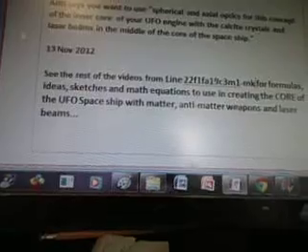For formulas, ideas, sketches, and the math equations to use in creating the core of the UFO spaceship with matter, antimatter, weapons, and laser beams.